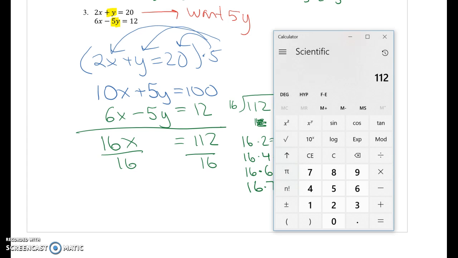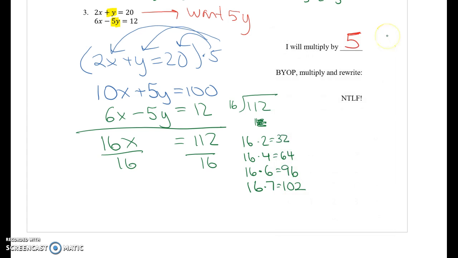Calculator. Bam! 16 times 7 equals 112. Boo! Okay, x equals 7. So now I sub back in. I did all of these steps. I am going to just erase this so quickly.